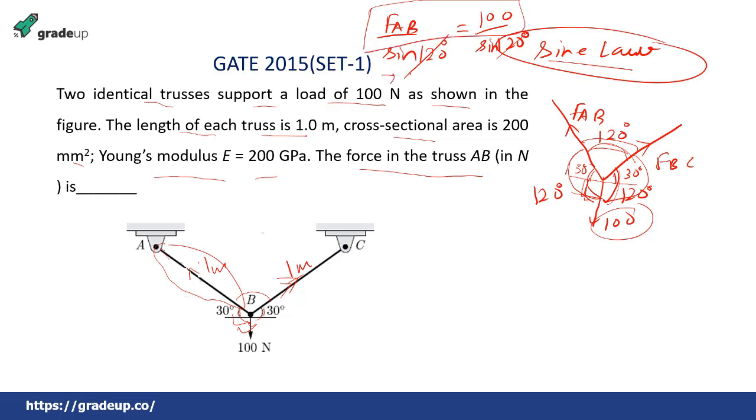This was a very tricky question and was asked for 1 mark, but it is very important that you use your concept. Here you are applying two concepts. One is the triangle law, in which you can find the value of the unknown force with the help of sine law. The other is trusses. So you have to apply these concepts to solve this question, and the answer is equal to 100 Newton.